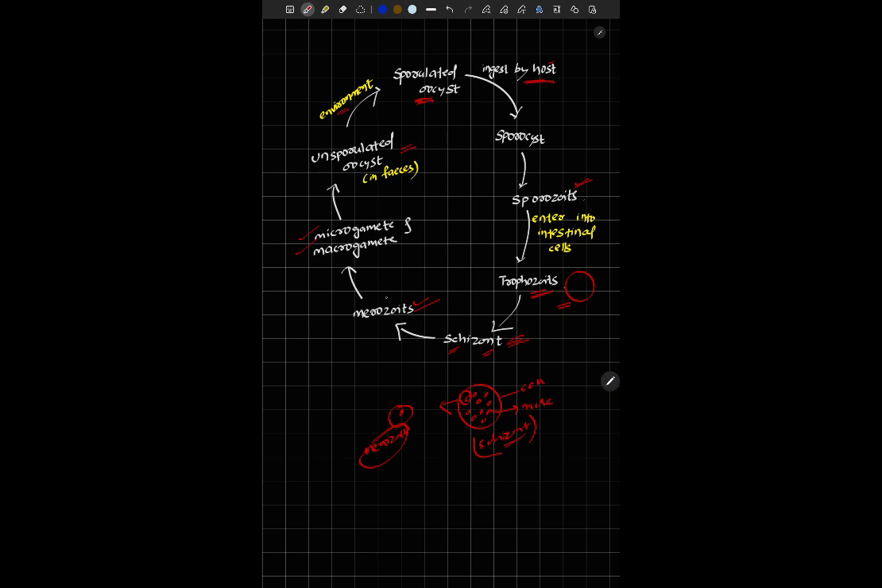Some of the merozoites will develop into macrogametes and some will develop into microgametes, after which their fusion will occur. After their fusion, the unsporulated oocyst will develop. The unsporulated oocyst will come out in the faeces, after which, in contact with the environment, it will again be converted into a sporulated oocyst, which is infective to different hosts.